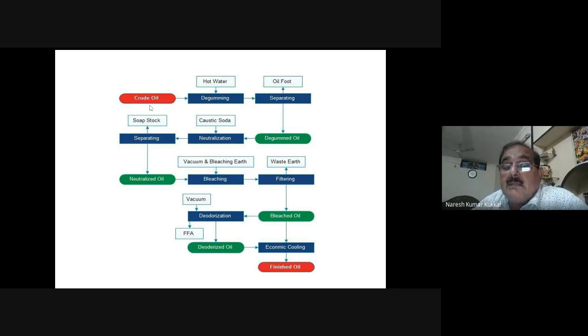What degumming does is that the main fat is removed from the oil. Then after separation, we get degummed oil. Then caustic soda is added for neutralization. Then separation is done.